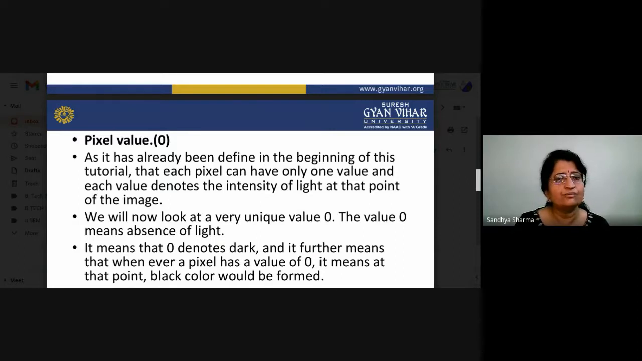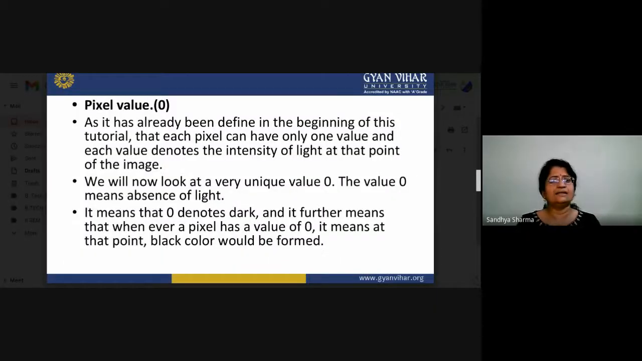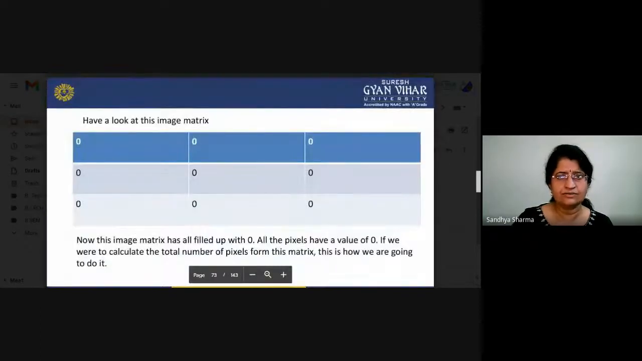The value 0 means absence of light, so that is how much intensity or light there is at that particular position, that is the gray value or the pixel value. If there is no light, absence of light, you can represent it as a 0. 0 denotes dark. It further means that whenever a pixel has a value of 0, black color would be formed at that point because there is no light. Now you can also see a matrix.